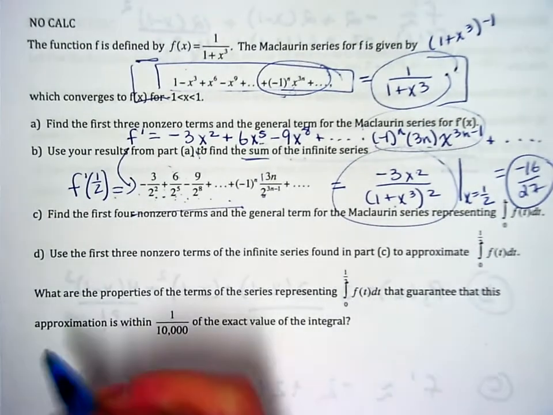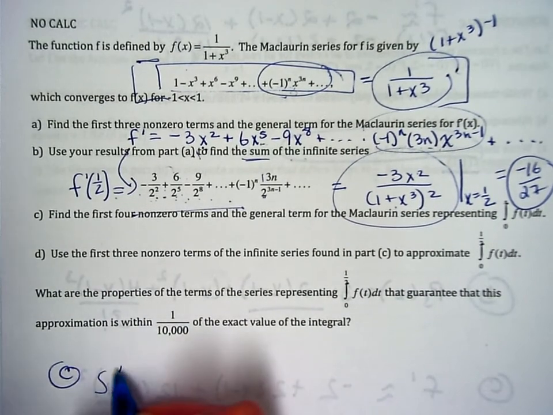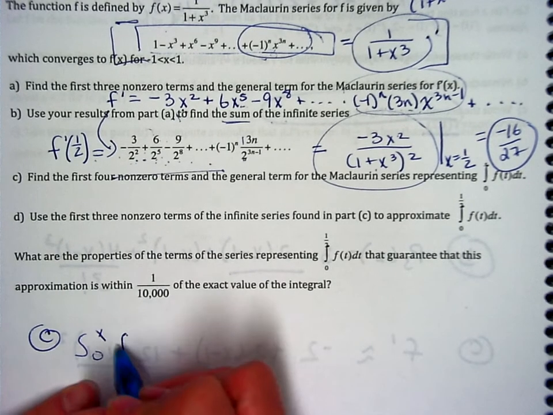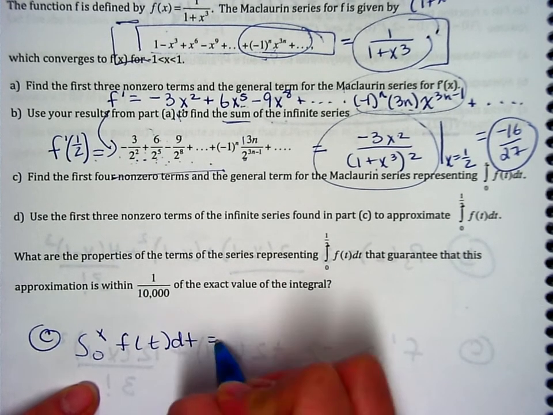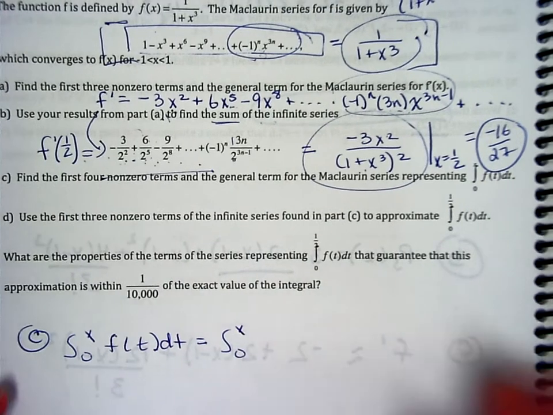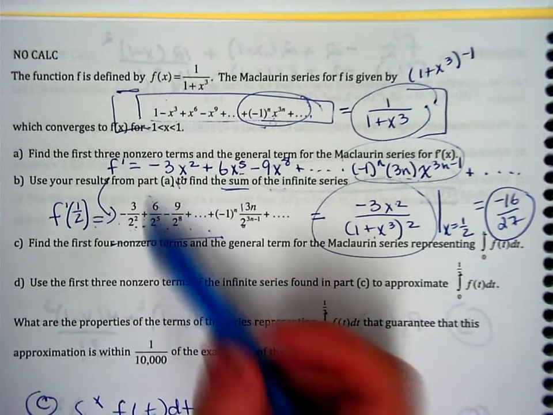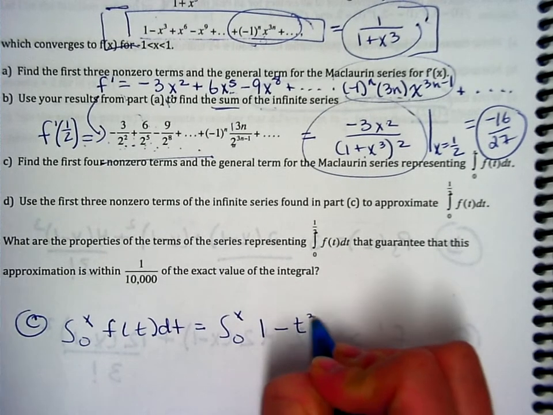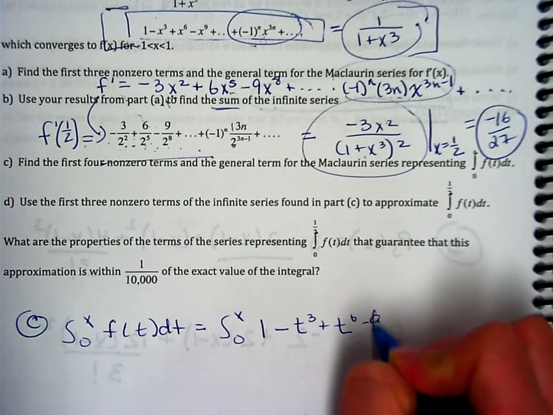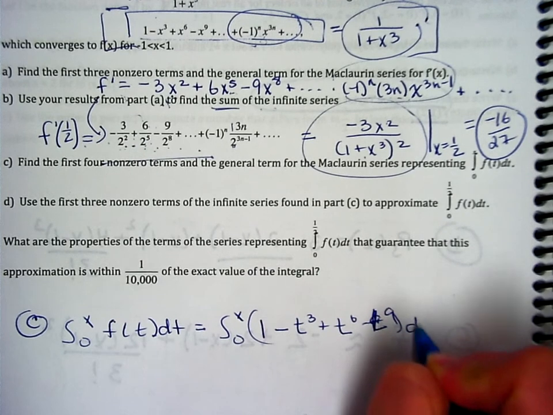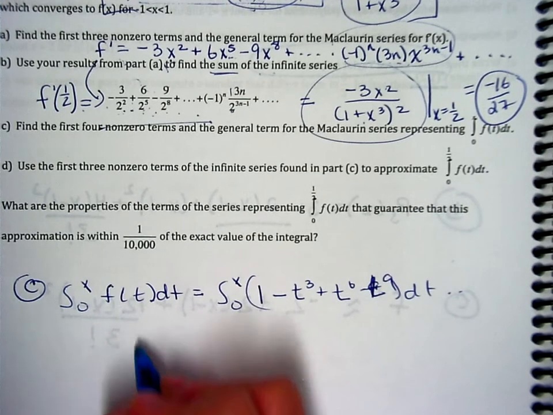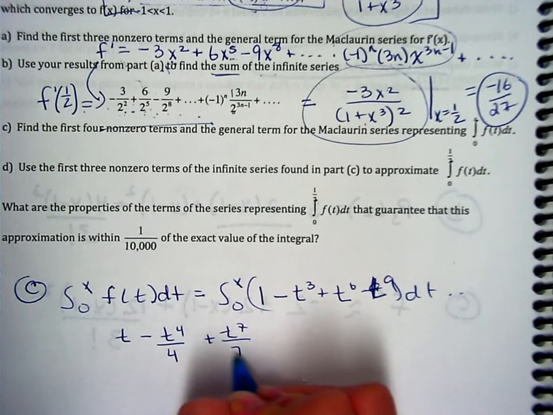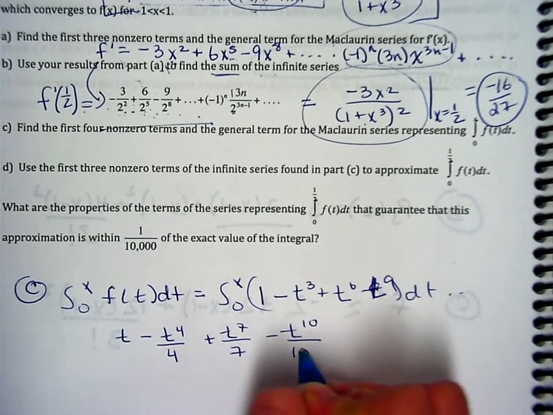Part C is asking you to come up with the first 4 non-zero terms for this function. So I am going to take what I got in the original, which is up here, and they want it in terms of t. So I'm going to take the first 4 terms in terms of t, minus t to the 9th, and I'm going to integrate it. My first term is t minus t to the 4th over 4 plus t to the 7th over 7 minus t to the 10th over 10, and I know it goes on.